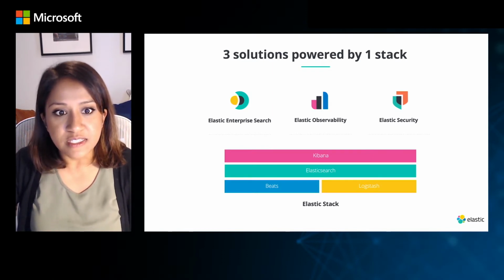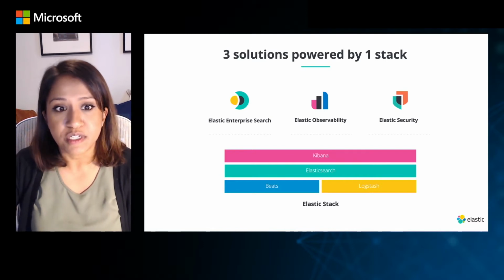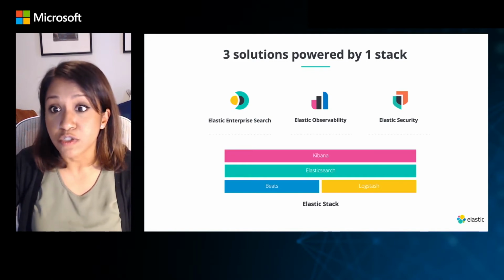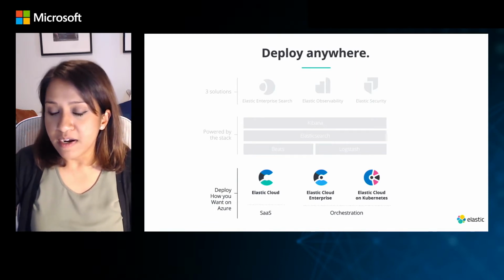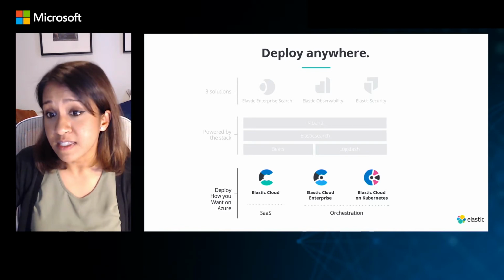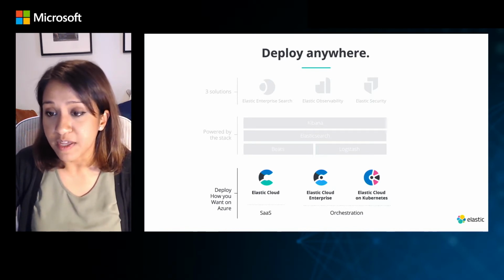So speed, scale, and relevance, it's rooted in the stack, and it really pulls through to the three solutions where they deliver different business outcomes depending on the need of your organization. So today, search is going to be our focus. Search is a part of all three solutions, but we're going to focus on enterprise search. And it's all about surfacing relevant results to achieve whatever business goals that you're looking for. So Elastic can be deployed anywhere. If you want to deploy Elastic on Azure in the public cloud, there is the SaaS offering that Elastic offers, and this is transactable through the Azure marketplace so that you can create your Elastic cluster in the cloud.